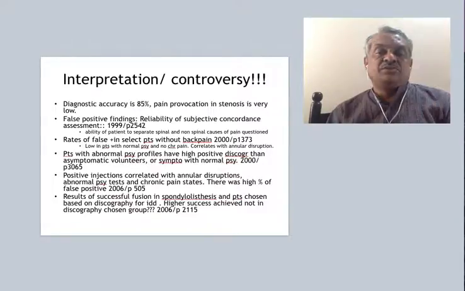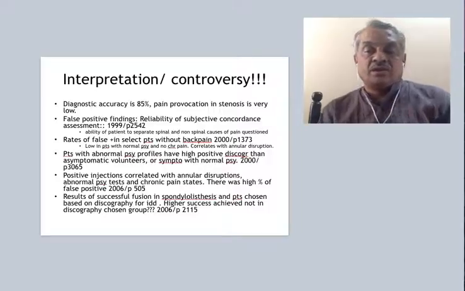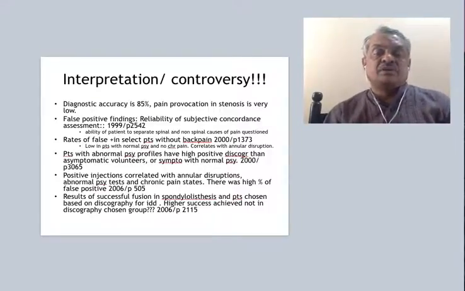Now, about false positive findings. Reliability of subjective concordance assessment was done in 1999, and the ability of a patient to separate spinal and non-spinal causes of pain was questioned in this study. The rate of false positives in select patients without back pain, in a study in 2000, is low in patients with normal psychology and no chronic pain, and it correlates very well with annular disruption. So what we are saying is there is a high incidence of false positives in patients who have psychological issues, and in a normal patient there are no high false positives.